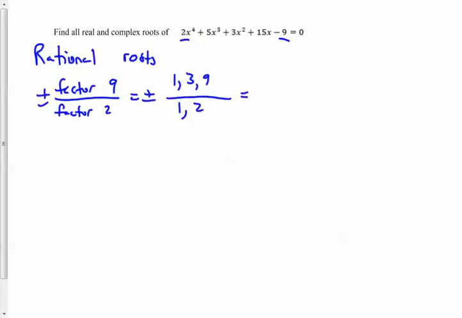So combining them all together, we should have 1 over 1, which is 1, 1 over 2, 3 over 1, 3 over 2, 9 over 1, or 9 over 2. And again, plus or minus, we don't know the sign, whether they should be positive or negative roots.